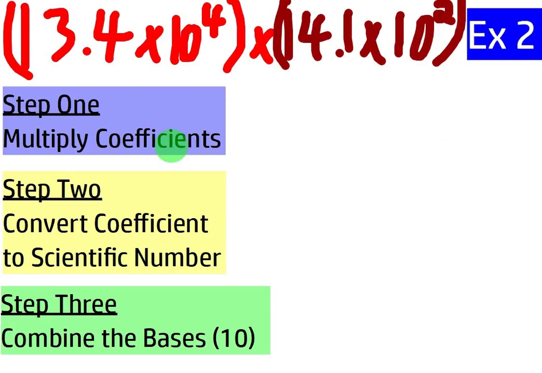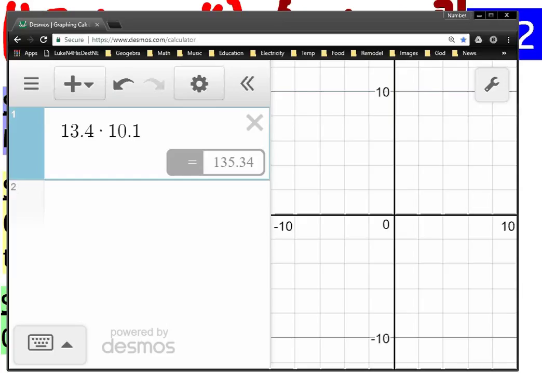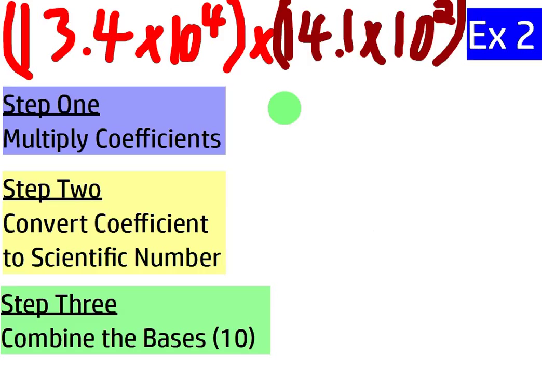First thing we're going to do is multiply those coefficients, also called the mantissa of the scientific numbers. So when we multiply 13.4, I think was it 10.1? Let me double check. Okay, it was 14.1. So 13.4 times 14.1 equals 188.94. So that's what we're going to record when we multiply those two numbers.